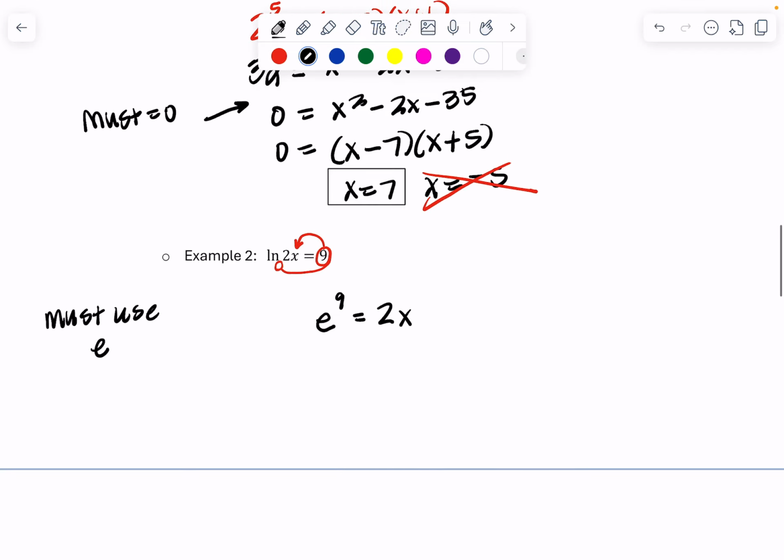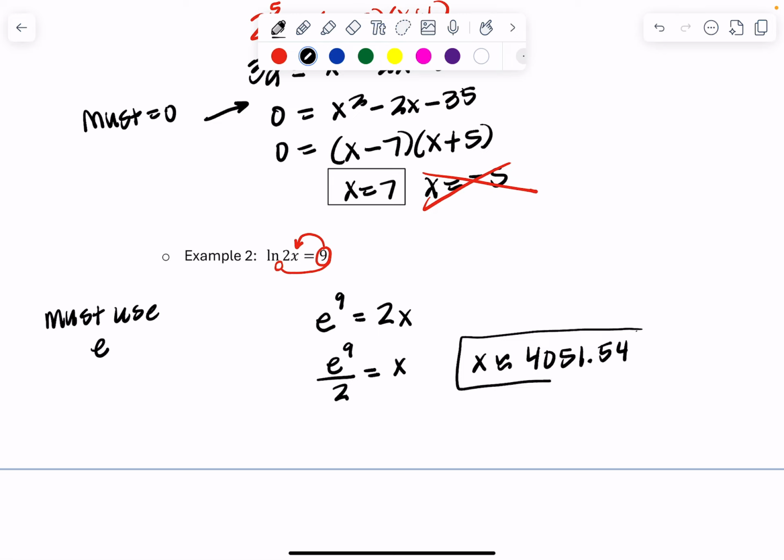And then e to the 9th, remember, that's just a number. It's a decimal, but it's a number, okay? So e to the 9th, now all we gotta do is take whatever that is, divide by 2 to get what x is. And we just plug it in the calculator, and I'm hoping this is right. I didn't double check it. But you can plug it in your calculator. Make sure you know how to do that.